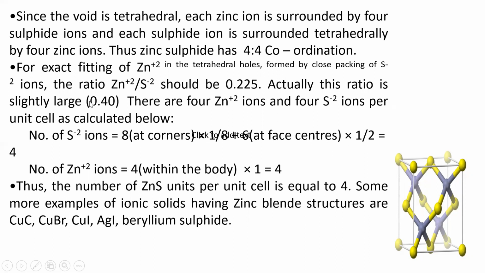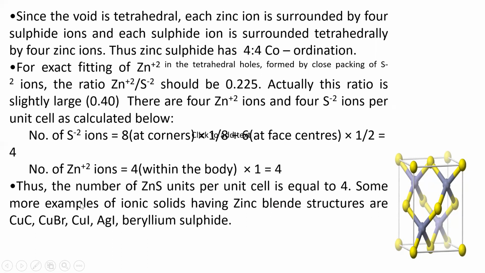Actually, this ratio is slightly large, 0.40. Therefore, the zinc ions and sulfur ions per unit cell are calculated below. Number of sulfur ions is equal to 8 corners into 1/8 of an atom plus 6 face centers into 1/2, that is equal to 4. And number of zinc ions is equal to 4 within the body into 1, that is 4. Thus, the number of zinc sulfide units per unit cell is equal to 4.